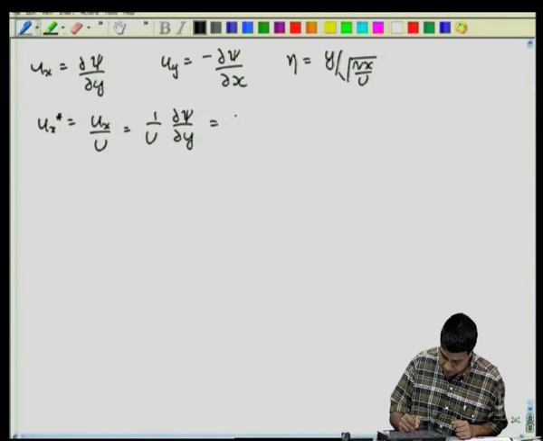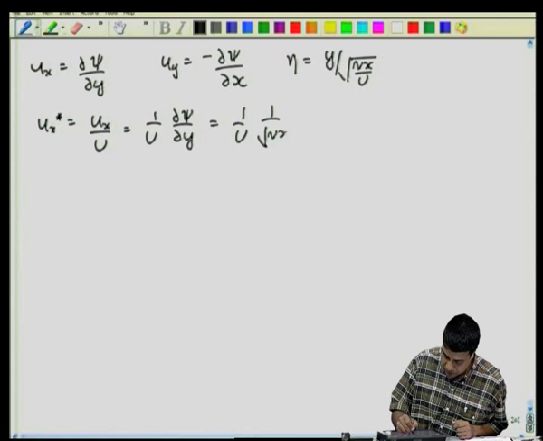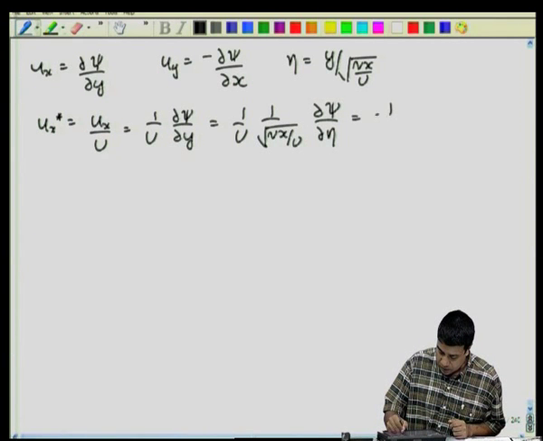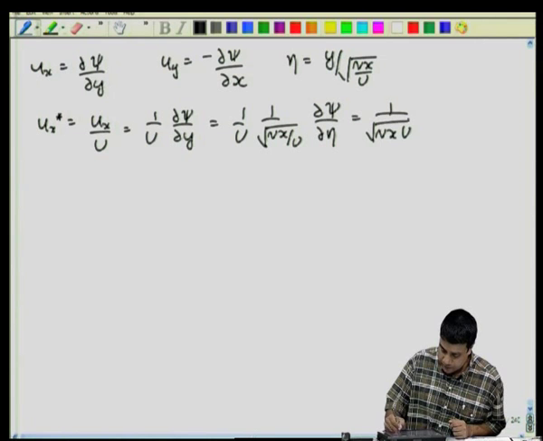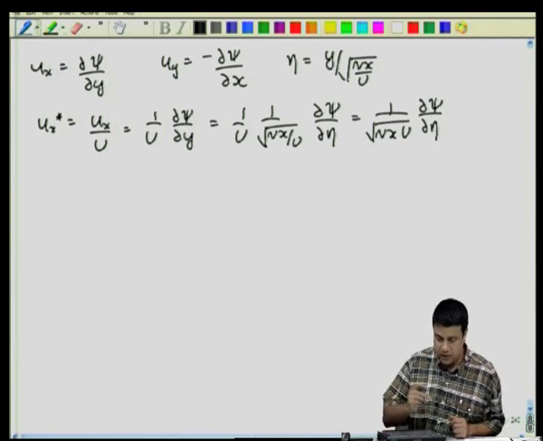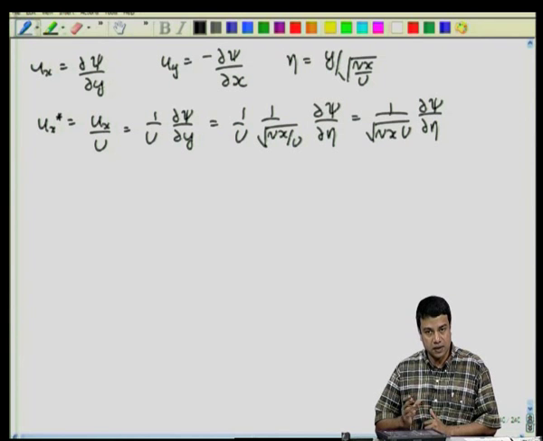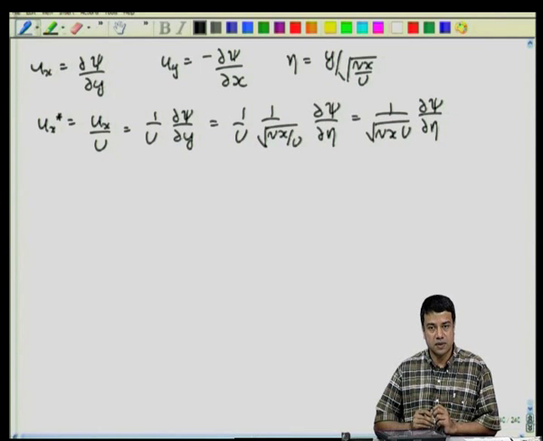So, this becomes 1 by u times 1 by root of nu x by u partial psi by partial eta, which is equal to 1 by root of nu x u. You can see from this that if I scale psi by root of nu x u, I get a stream function that is dimensionless, because u x star on the left hand side is dimensionless, and on the right side eta is dimensionless, therefore psi by root of nu x u has to be dimensionless.